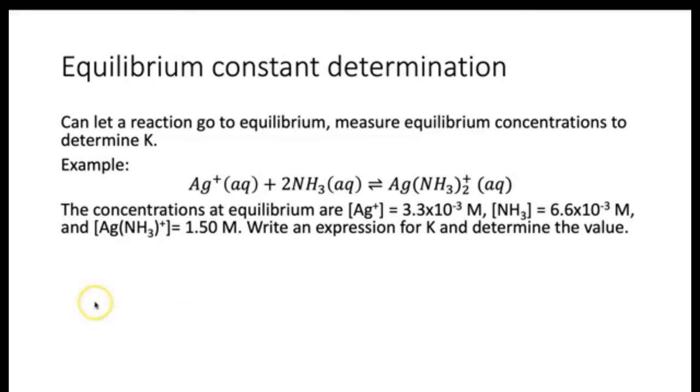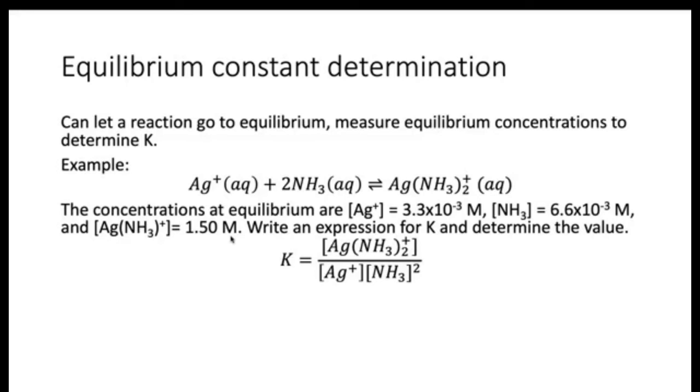As an example, we have a reaction where we have silver ion in solution and ammonia reacting to form this complex of silver and ammonia. We let that reaction run. The concentrations at equilibrium end up being 3.3 times 10 to the minus 3 molar for silver, 6.6 times 10 to the minus 3 molar for ammonia, and sorry, that should be a 2 here, where the complex is 1.5 molar. So what we want to do is write an expression for K and determine the value of K.